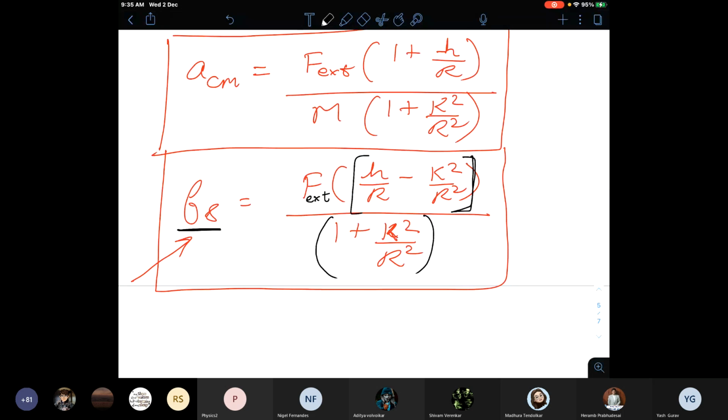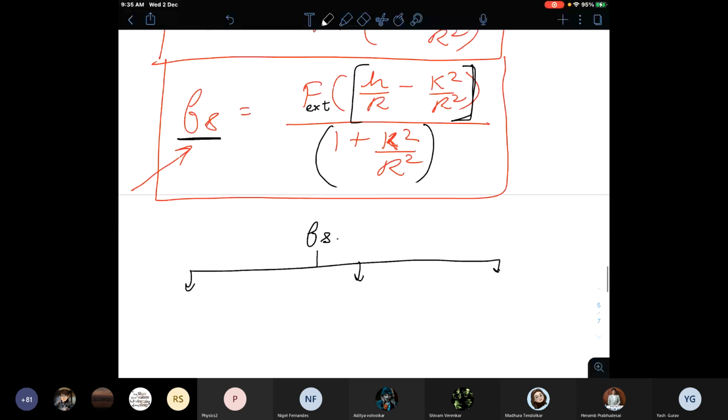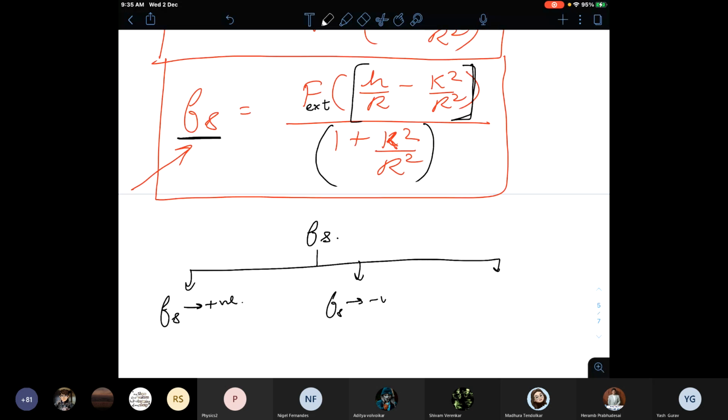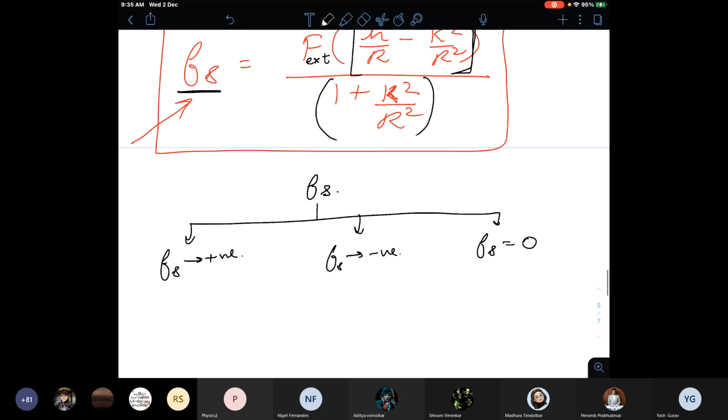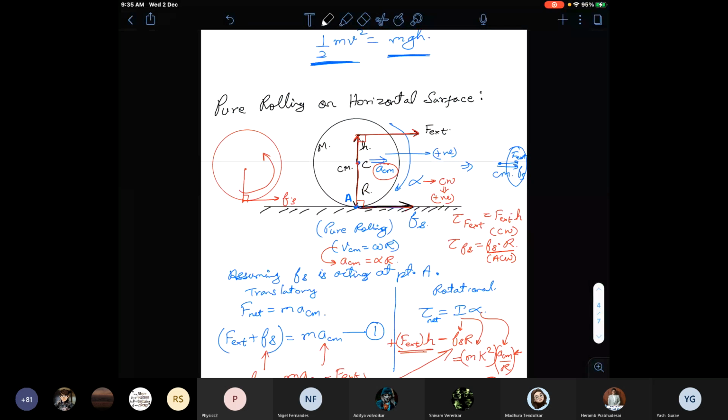Okay, so let's see. There are three possibilities of friction. Static friction has three possibilities. Okay, what is that? Static friction can be positive, or static friction can be negative, or static friction can be zero. Okay, what does positive, negative, and zero mean? Positive means the direction is same as F external. Because when I drew the friction force over here, I had assumed it in the same direction as F external.